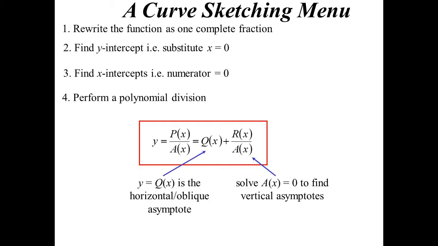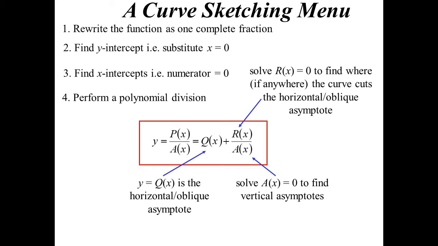The quotient, that will always tell us where the horizontal or oblique asymptote is. It just depends what that quotient is. Obviously, if it's just a number, then we've got a horizontal asymptote. If it's some function, I don't know, let's say it's 5x, then 5x would be the asymptote. And then the top of the fraction, when it's in this form, so the remainder, if it's possible for that to equal 0, that will tell you if the curve actually cuts that oblique or horizontal asymptote.